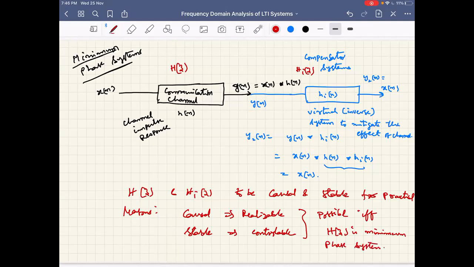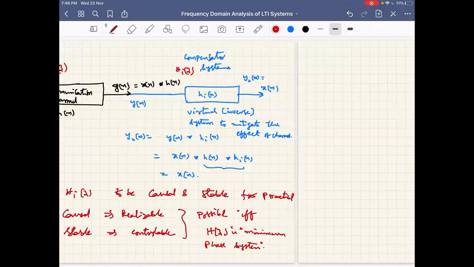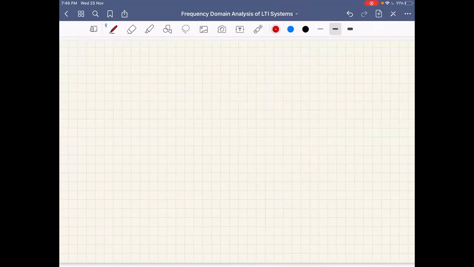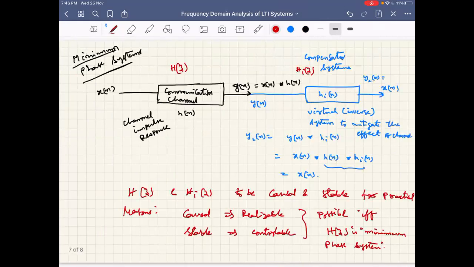As I just discussed, a system which is causal and stable, and which also has a causal and stable inverse, is referred to as a minimum phase system. For many practical reasons, we prefer to have minimum phase systems. In some cases it may not be possible to have a minimum phase system, so we would like to find the equivalent minimum phase system for a given system. That will help us to model or design the compensation systems and so on.